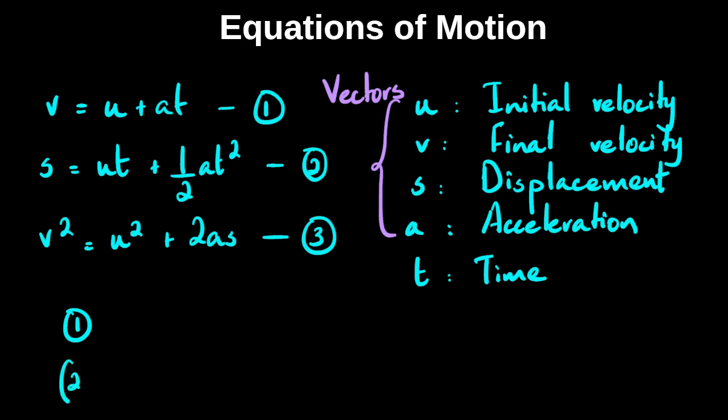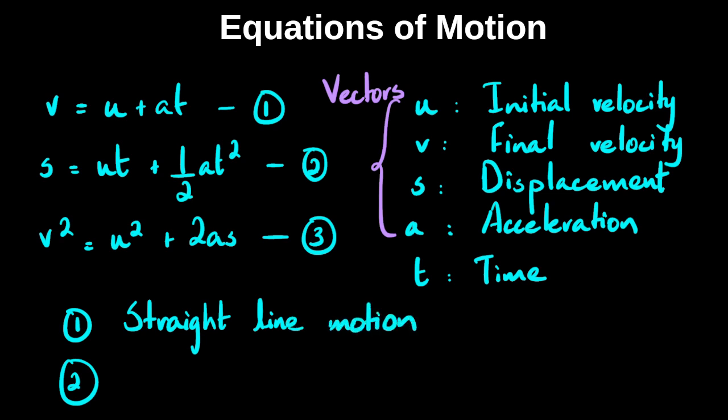When can you and when can you not use the equations of motion? So the first one is that the object must be moving in a straight line. So if that object is not moving in a straight line, if it's moving in a curved path, for example, then you cannot use the equations of motion.